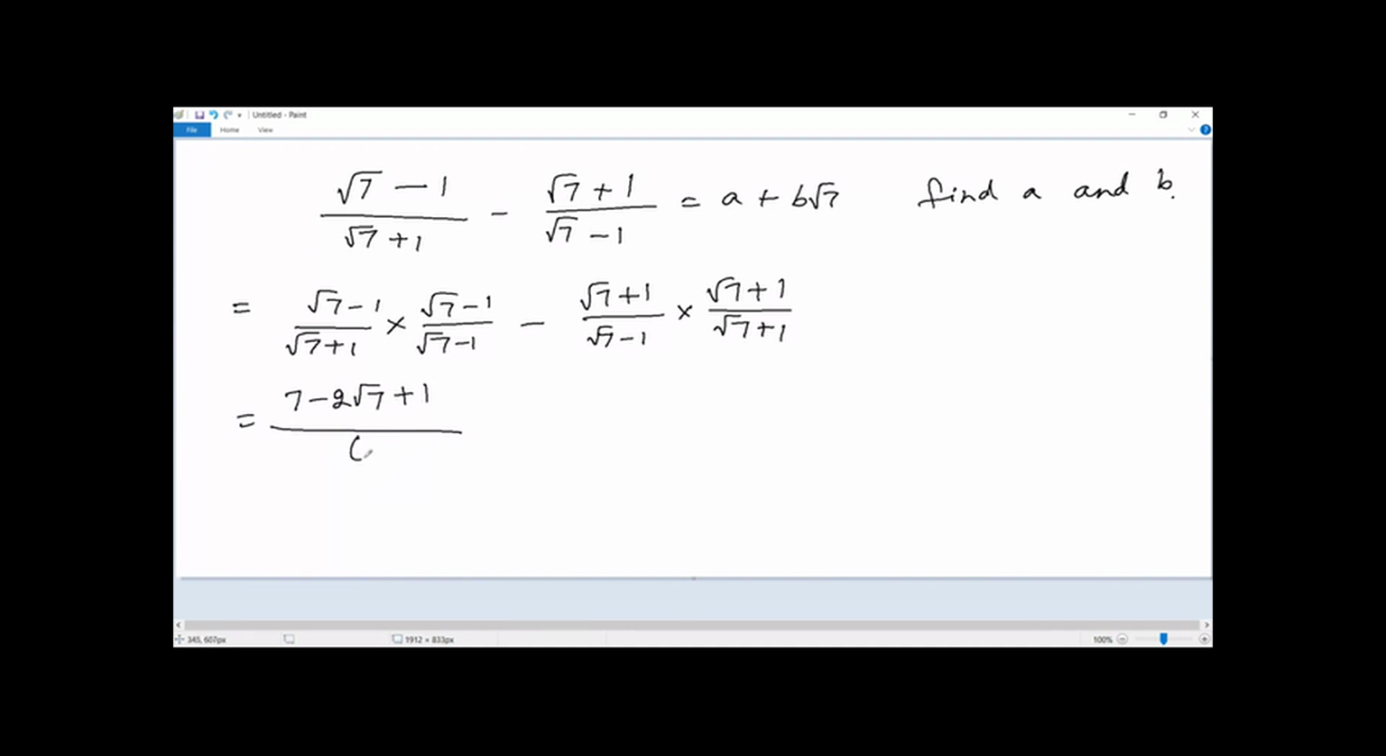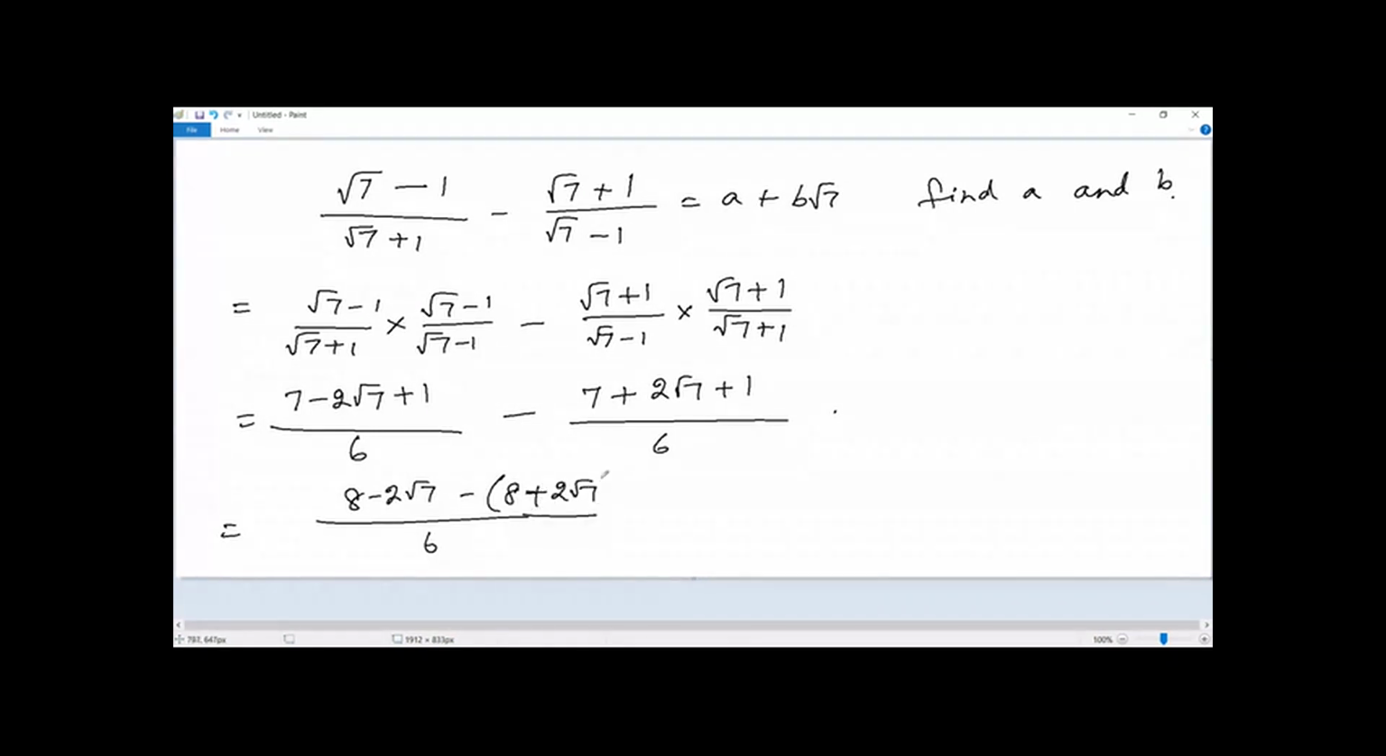So 7 minus 1 is 6. So this one will be 7 plus 2 root 7 plus 1, and this will be again 6. So 6 is the LCM. 8 minus 2 root 7 minus 8 plus 2 root 7. That will be, 8 and 8 will cancel. Minus 4 root 7 by 6.